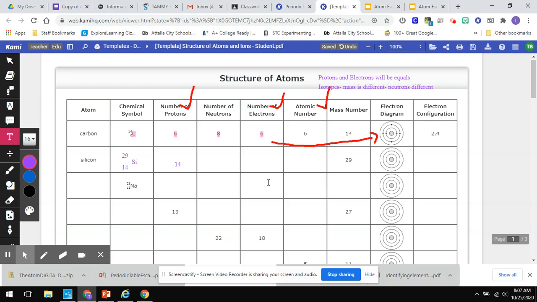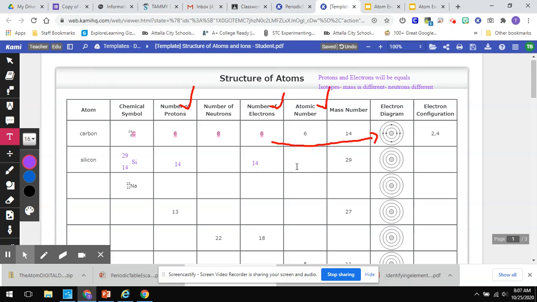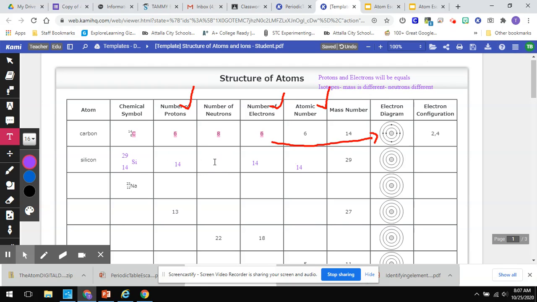Oh, I accidentally clicked on the wrong thing. Sorry. 14. So now we've got to get our neutron count, and if we go 29 minus 14, that's going to equal 15.